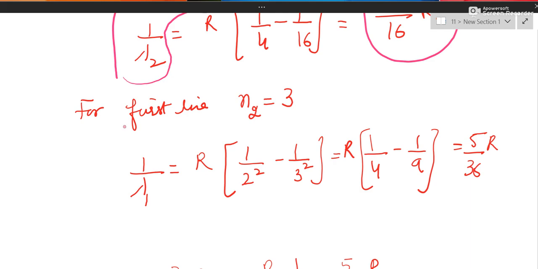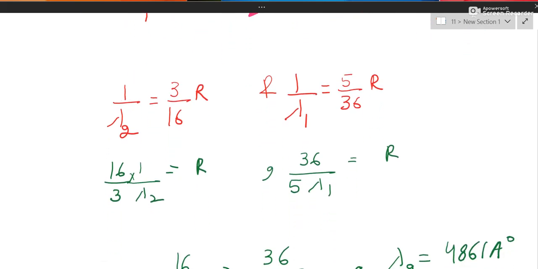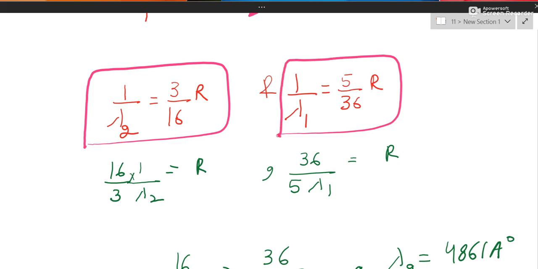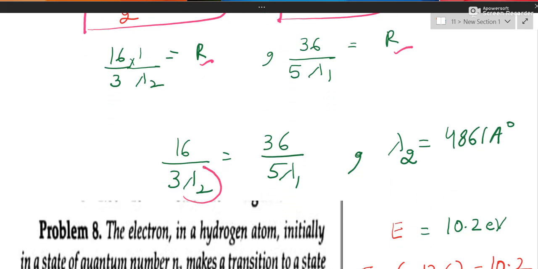Now for the first line, we have to calculate the first line. First line means next immediate to 2 you are jumping. ठीक है, तो 3 to 2 है, तो यानी कि N2 3 है. Just substitute here N2 as 3, N1 तो 2 है ही. So we'll find out 1 by lambda 1 as well. ठीक है. So this is the first equation that I've got for the second line and this is for the first line. From both you can find out R and put them equal. Now second line wavelength is given, substitute, and first line wavelength is to be calculated. Second line wavelength is given as this.